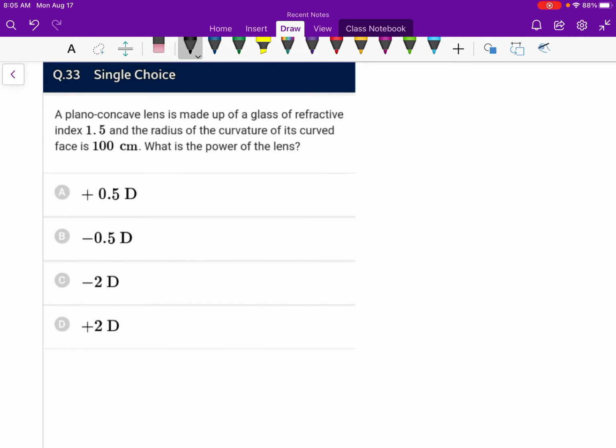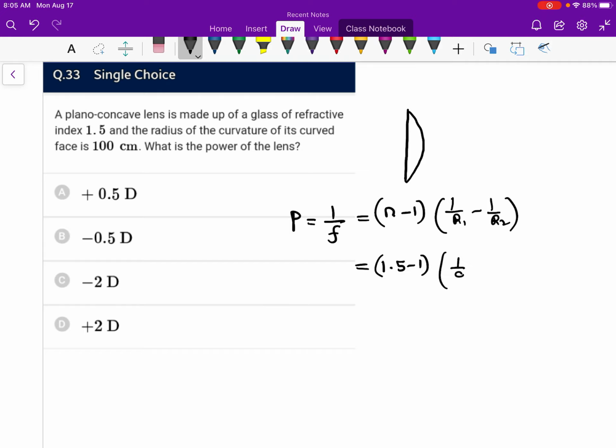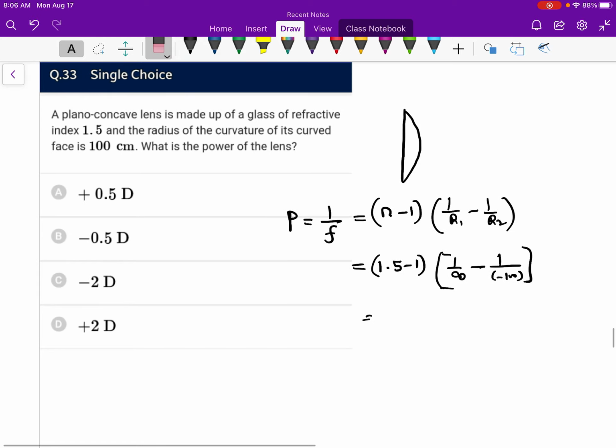A plano-convex lens is made up of this radius of curvature. What is the power of the lens? So this is the plano-convex lens. Okay, so power, which is 1 upon f, is (n minus 1) times (1 upon r1 minus 1 upon r2). So this is (1.5 minus 1) times (1 upon infinity minus 1 upon minus 100). So this is 0.5 upon 100. Okay, let's convert it into meters because we are to calculate power. So length should be substituted in meters. So this is 1 upon minus 1. So this is 1 upon minus 1 plano concave lens.